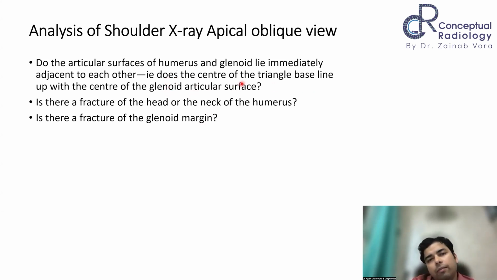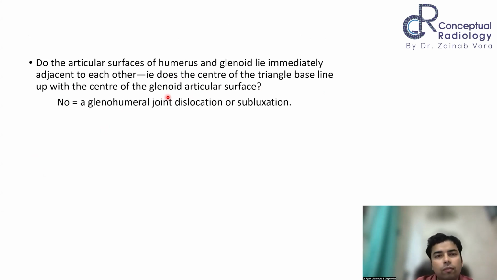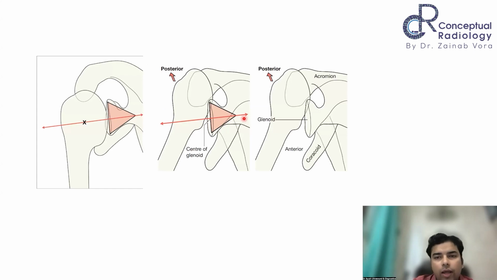Does the center of the triangle base line up with the center of glenoid articular surface? Okay. Then we are supposed to look at, because this view shows the glenoid margin and the humeral head very beautifully, the fractures. Because with dislocations, the fractures of humerus as well as glenoid margin are very common. Okay, so they need to be carefully looked for. Basically, this question is to rule out a possibility of glenohumeral joint dislocation or subluxation.